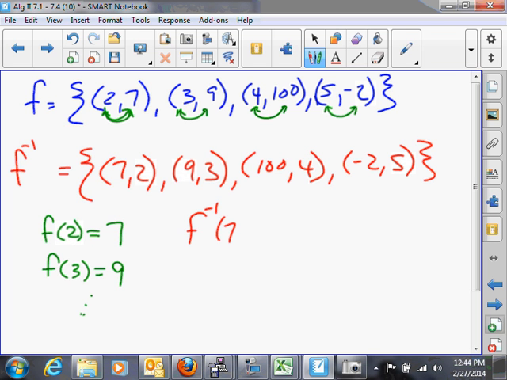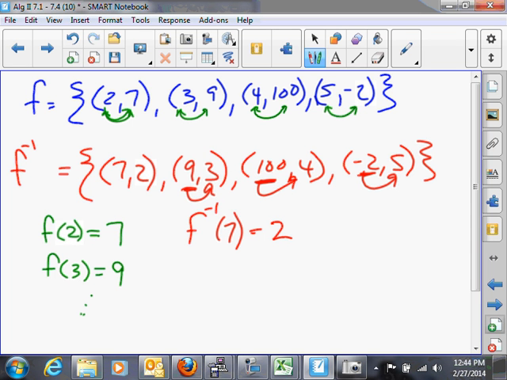7, see, we would want the inverse to undo what the function did. The function did this. When I gave it 2, it gave me 7. So the inverse function, when I give it 7, it's got to give me 2. In other words, the ordered pair 7, 2. F inverse of 9 would be 3. F inverse of 100 would be 4. And F inverse of -2 would be 5.